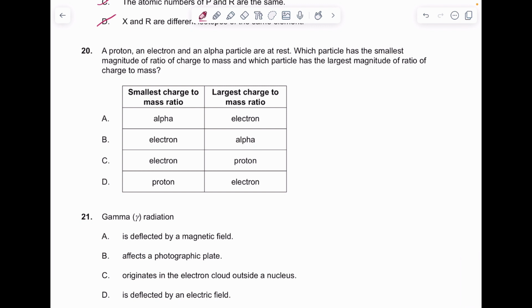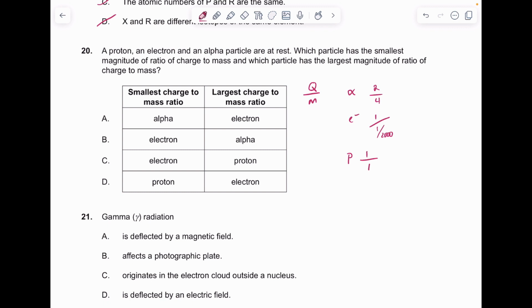Which of the proton, electron and the alpha particle at rest have the smallest and largest charge to mass ratio? So charge to mass ratio. For the alpha particle, that is 2/4. For the electron, that is 1/, and then it depends how you want to do the electron, 1/2000 or 1/860. It's tiny. That's going to be pretty big. And then the proton is 1 over 1.